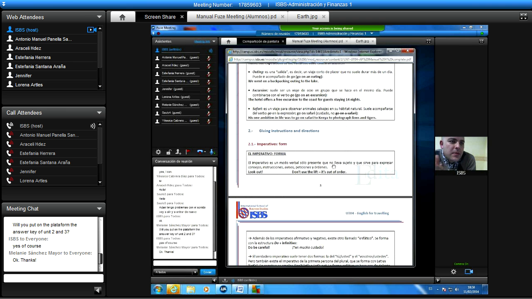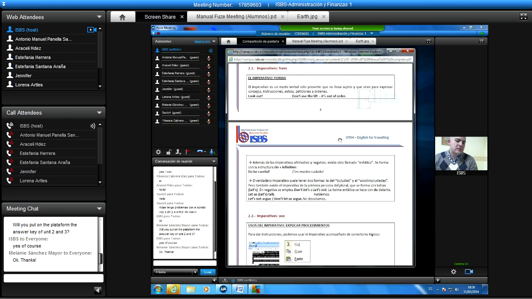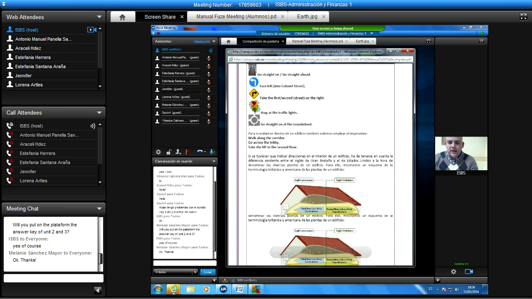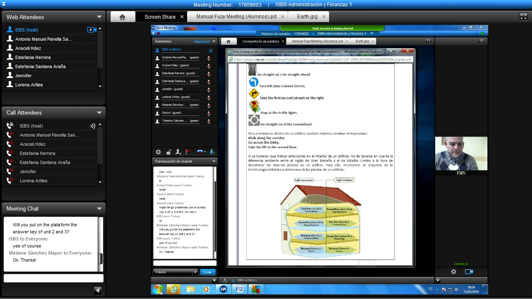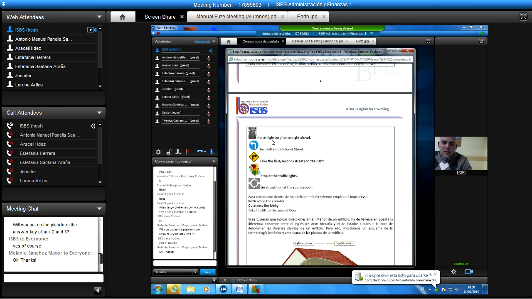Then we have the second part, which is directions. Okay, directions. For directions, you need to know prepositions and also the imperative, okay? So if you look at these pictures, like go straight on, go straight ahead, turn left or turn right, take the first on the right, okay, so you have to be familiar with all this vocabulary.